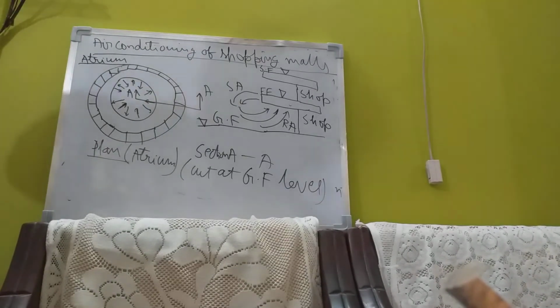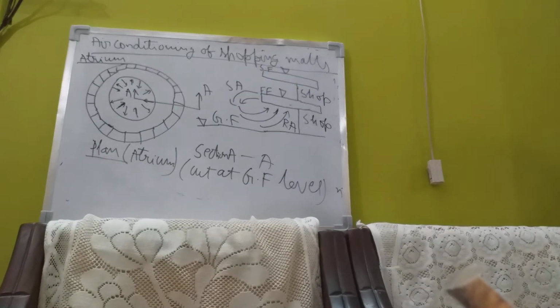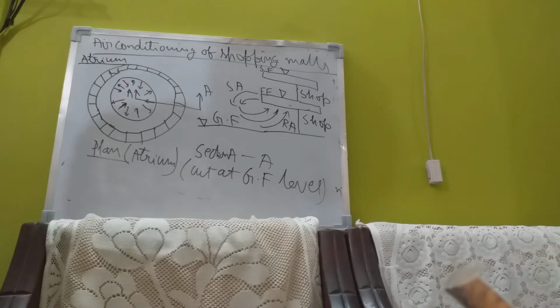Shopping malls in general use general air conditioning. In shops, you are using FCUs, fan coil units. I am talking about shopping mall atriums, how atriums are air conditioned. First of all, you have to know which portion is the atrium.